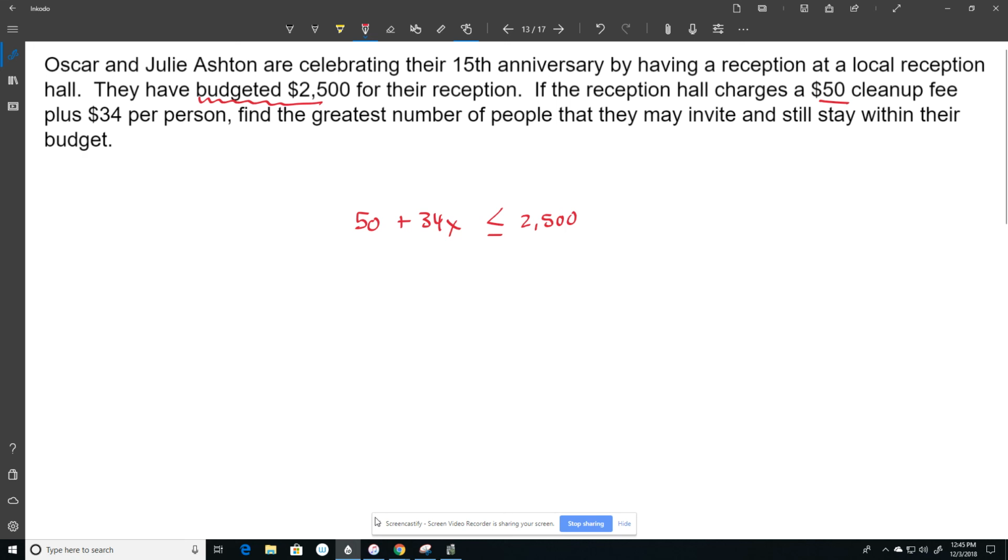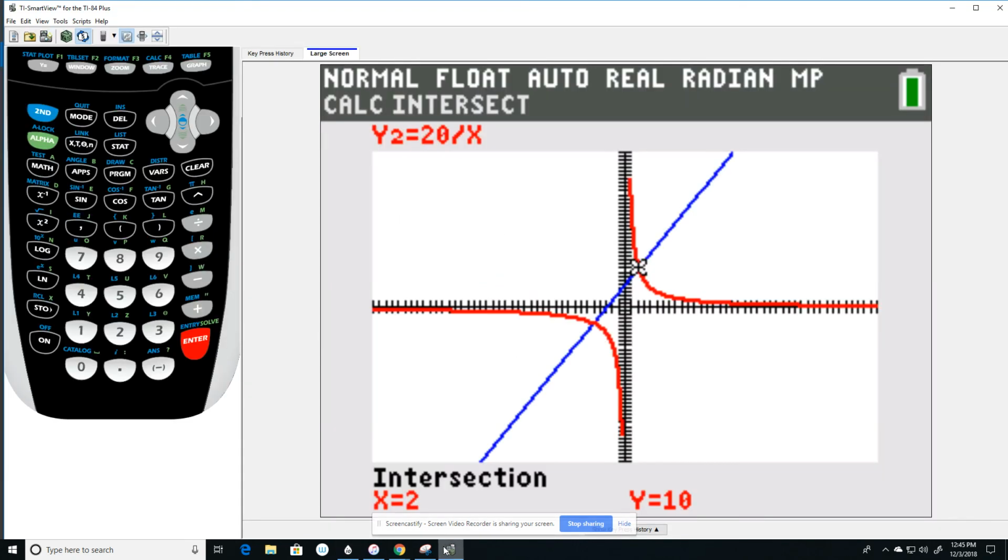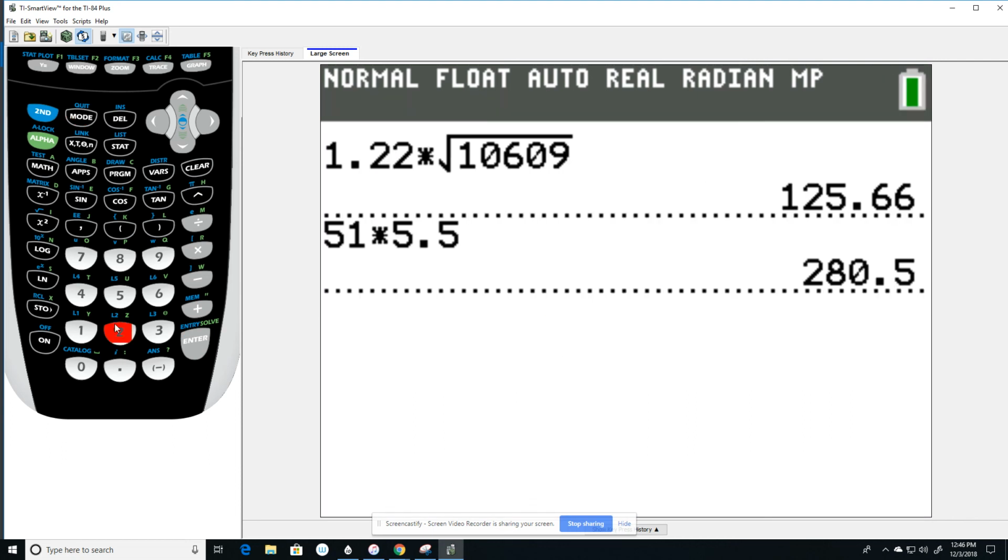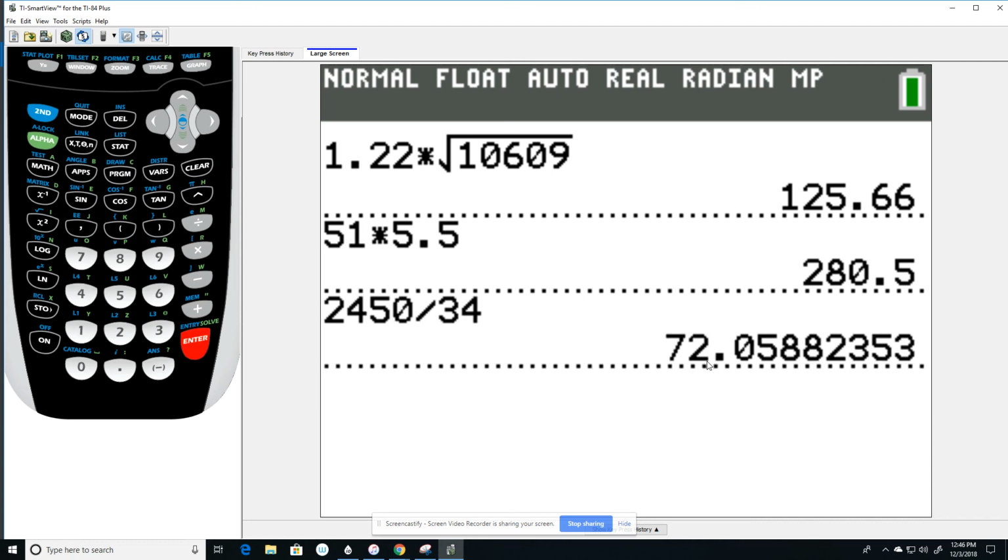So $50 plus $34 per person is less than or equal to $2,500. So I'm going to subtract 50 from both sides. So 34x is less than or equal to 2,450. And then when I divide by 34 to get x alone, x has to be less than or equal to 2,450 divided by 34. And I get 72.0588, and so on.